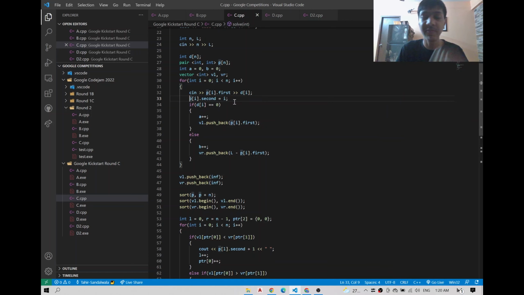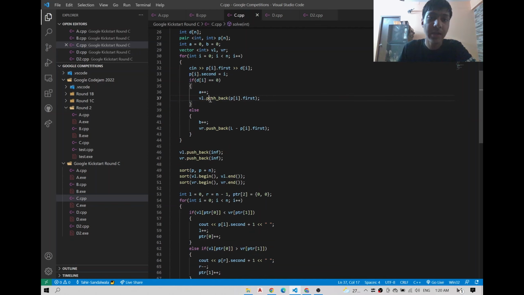So that's why I've stored the index as well in the pair. Then what I do is, if di is equal to 0, which means the ith ant is moving left initially, I do a++, and I push back in the vector VL pi.first. Pi.first is its position, which is also its total distance from the left end of the stick. Or else, if di is 1, I do b++ and I do VR.push_back(l - pi.first).